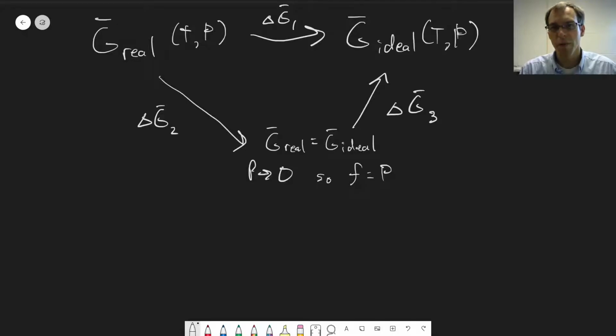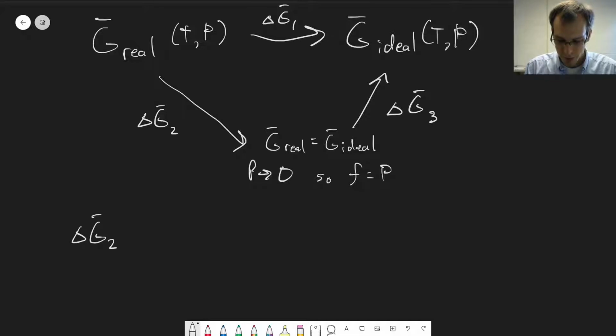Okay, so continuing on from our previous video, we're going to look at how we can get expressions to let us actually calculate fugacities and get numbers, right? Not just this theoretical idea, but get actual values. So let's look at first at delta G2.